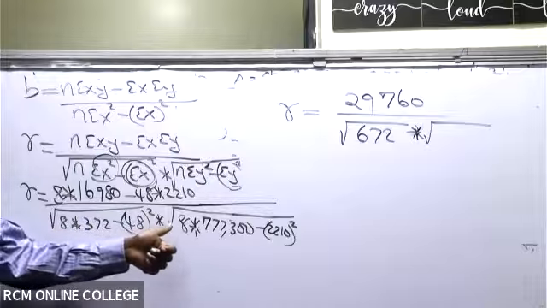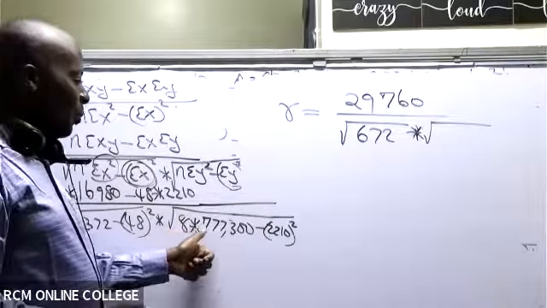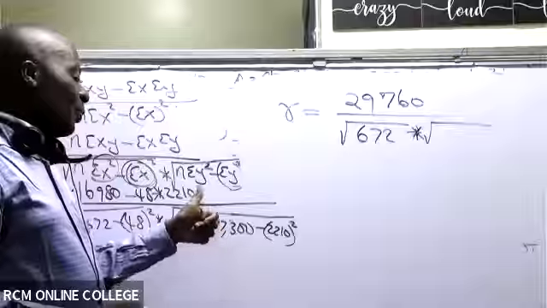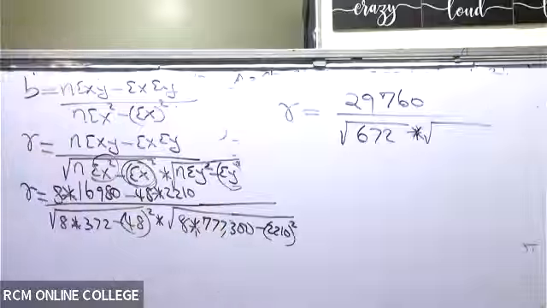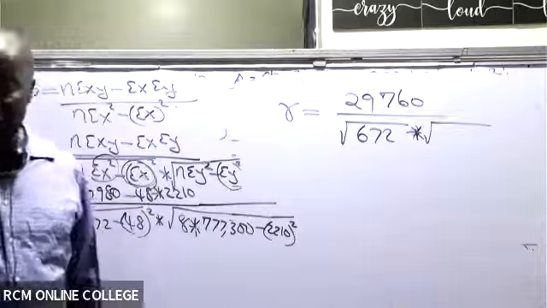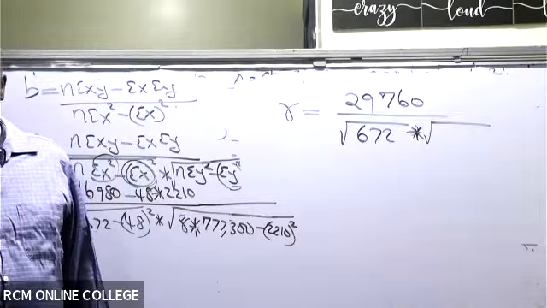So then here now we have 8 times 777,300 minus 2210 squared. Some good ninja, give me this answer. 8 times 777,300 minus 2210 squared. 1,334,300.